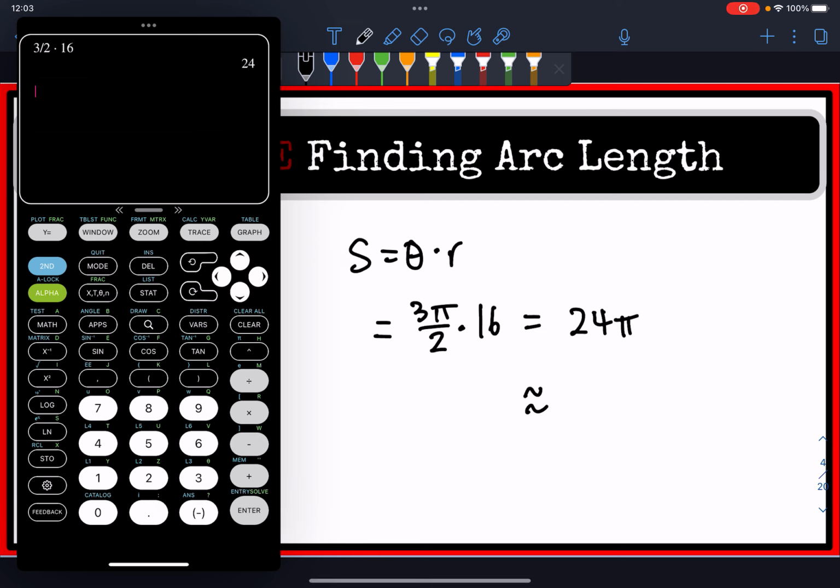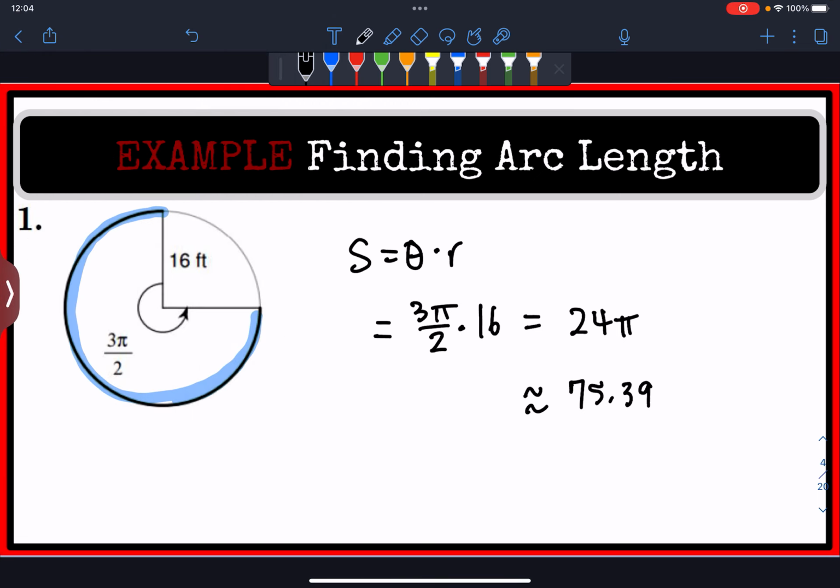And if we want to estimate what that value is, we simply multiply by pi. So 24 times pi is approximately 75.39. What's the unit of measurement here? Feet. So approximately that many feet.